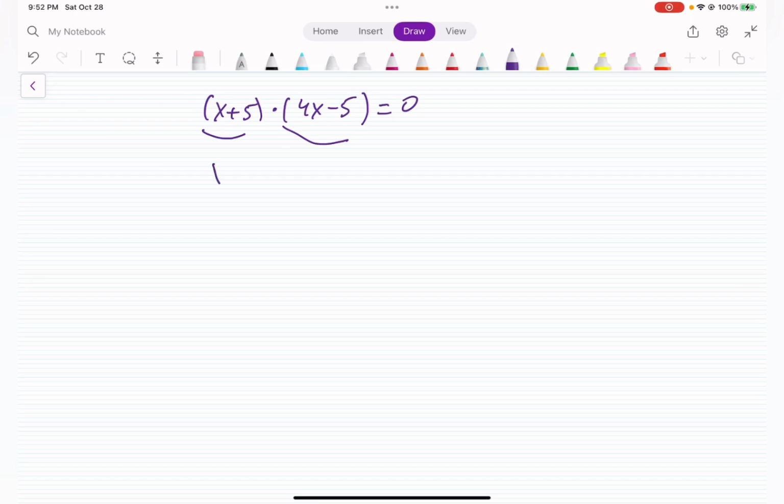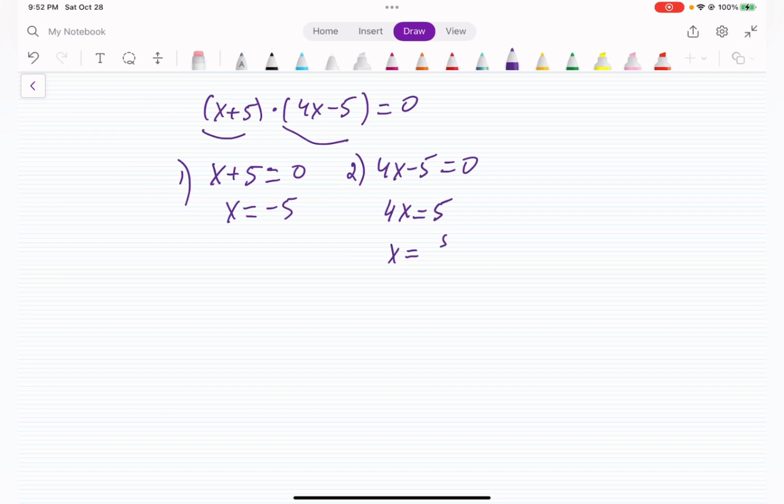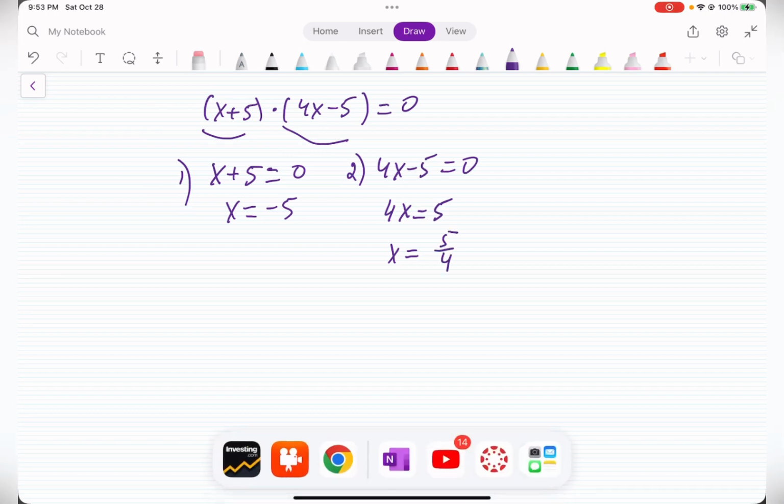But let's do it now. For either x plus 5 equals 0, in this case x is equal to negative 5, or for 4x minus 5 equals 0, 4x is equal to 5, and x is equal to 5 over 4. So negative 5 and 5 over 4.